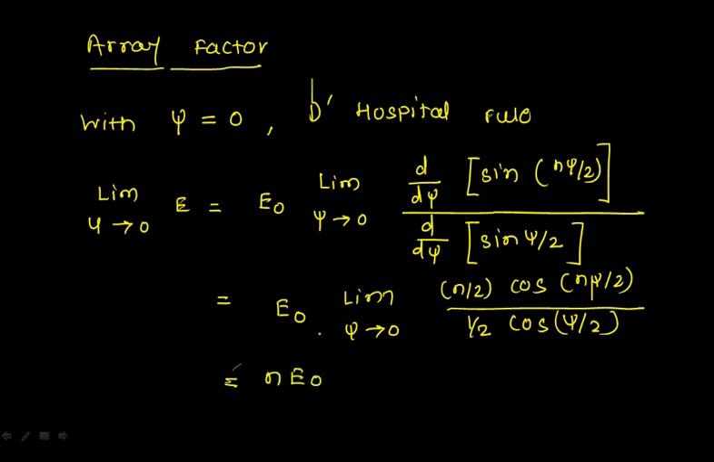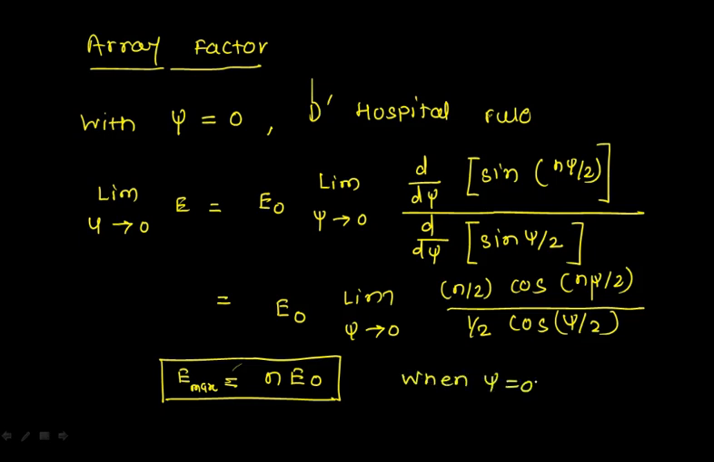So whatever I have received here, E is equal to n E0, and this is nothing but the maximum value. This is not the case every time; your psi will be something else. So I can say my maximum value is n E0. E max is equal to n E0, and this is the case only when psi is equal to 0.